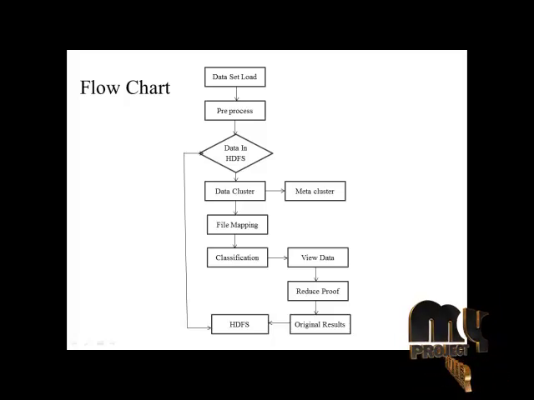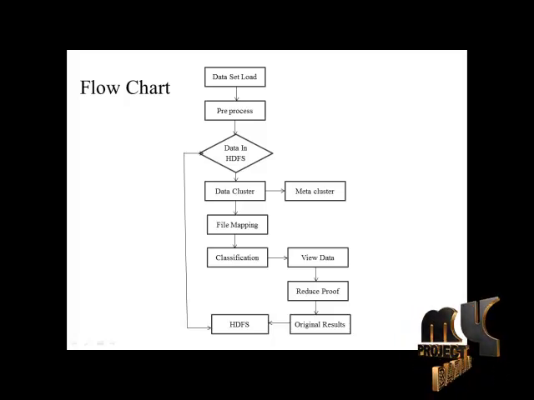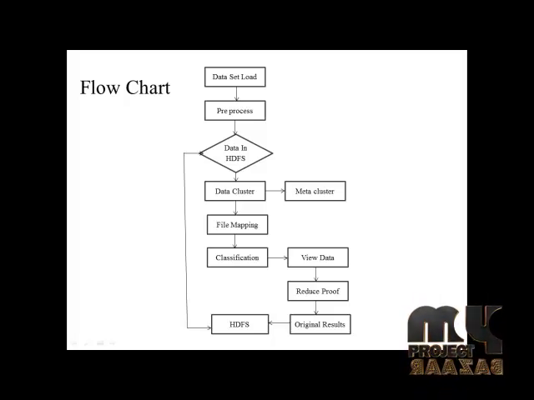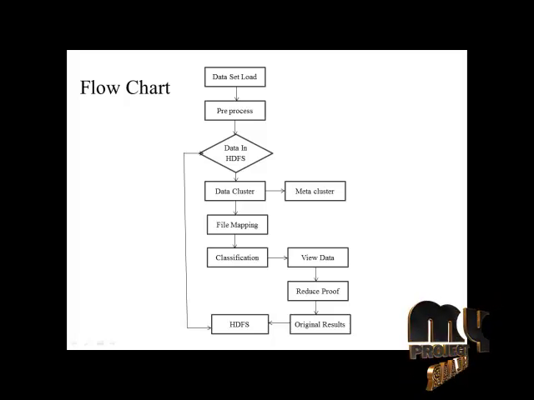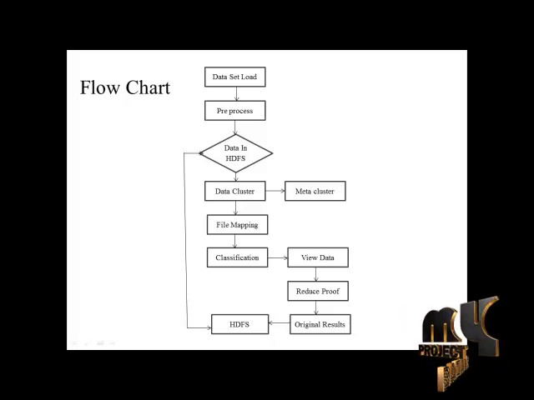Next is file mapping. File mapping means specifying the data for removing repeated values. Next comes classification and viewing the data. Then we come to the reduce phase, where repeated values are eliminated. After the reduce phase we come to the original results, and the original results are stored in HDFS to be processed as big data in Hadoop.